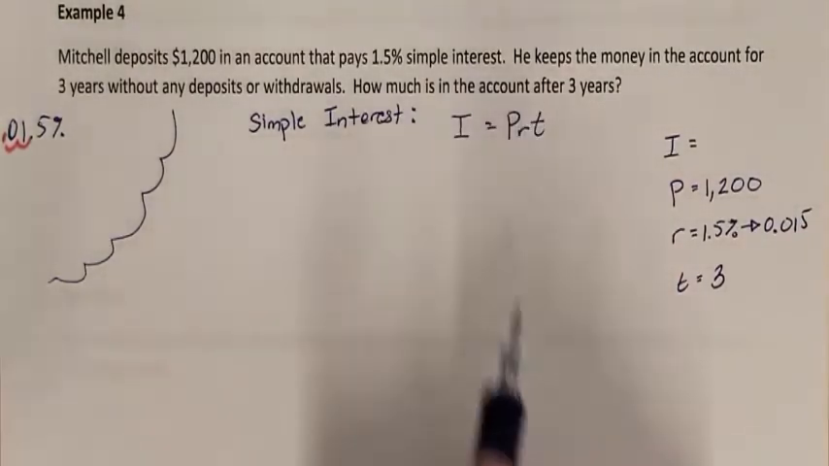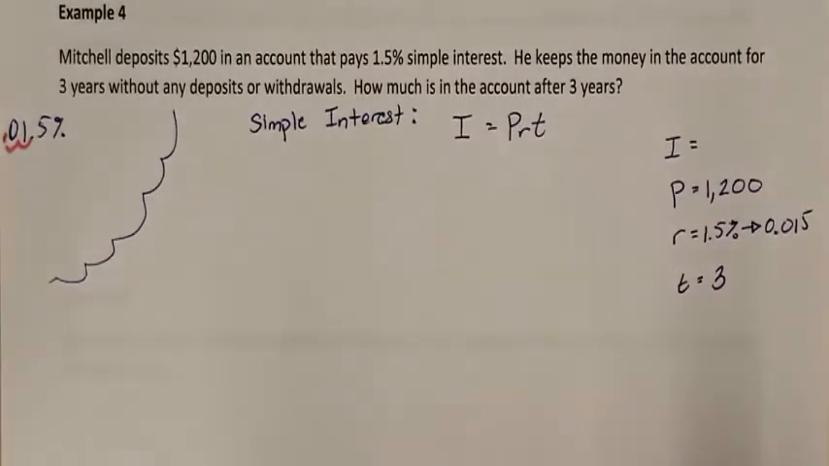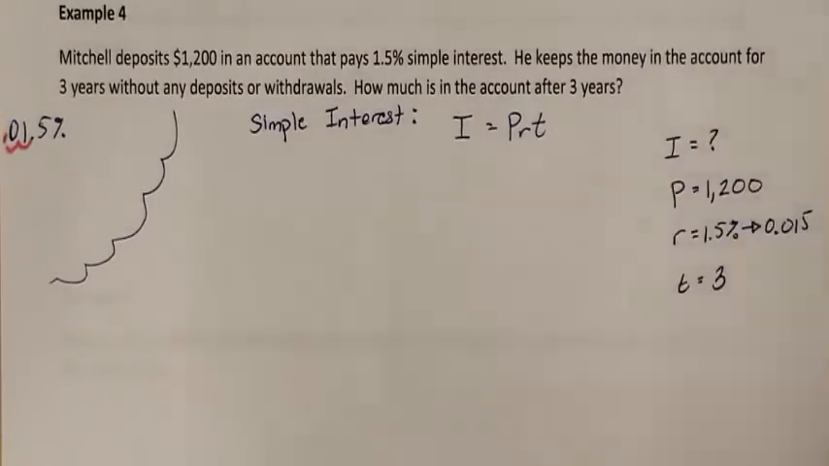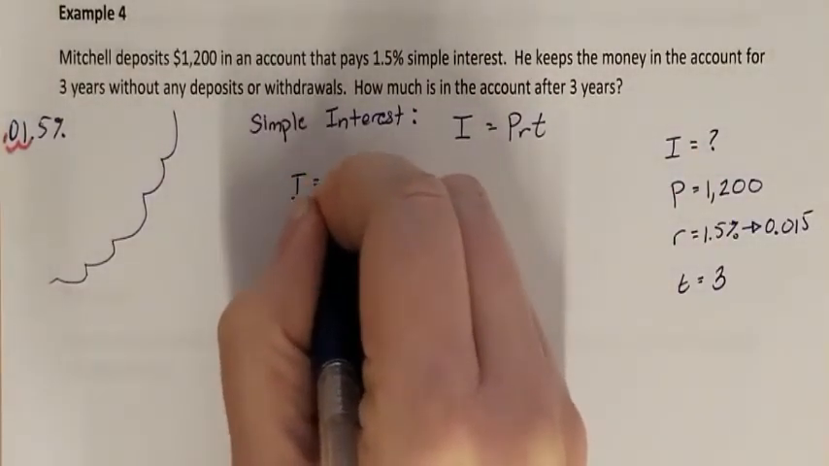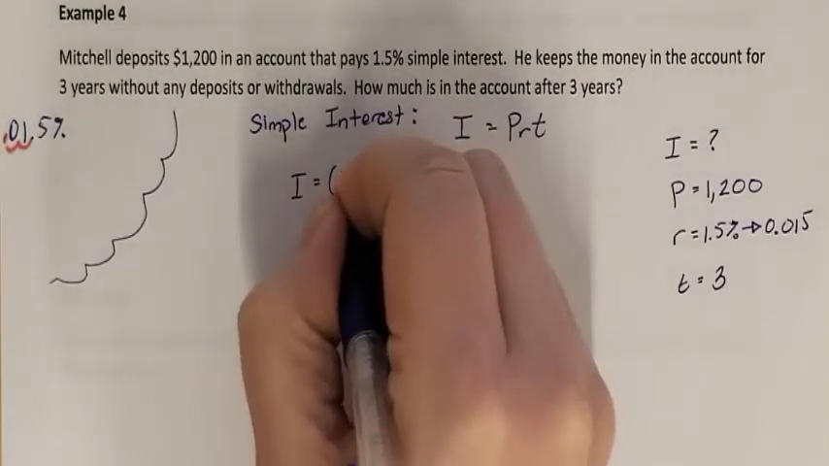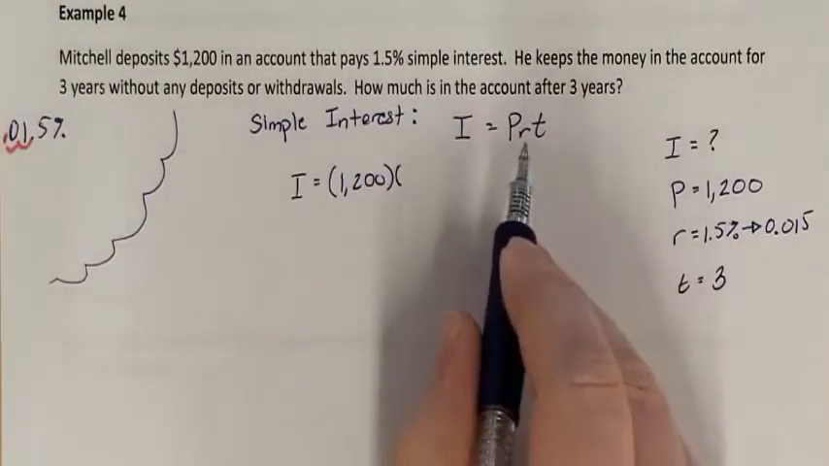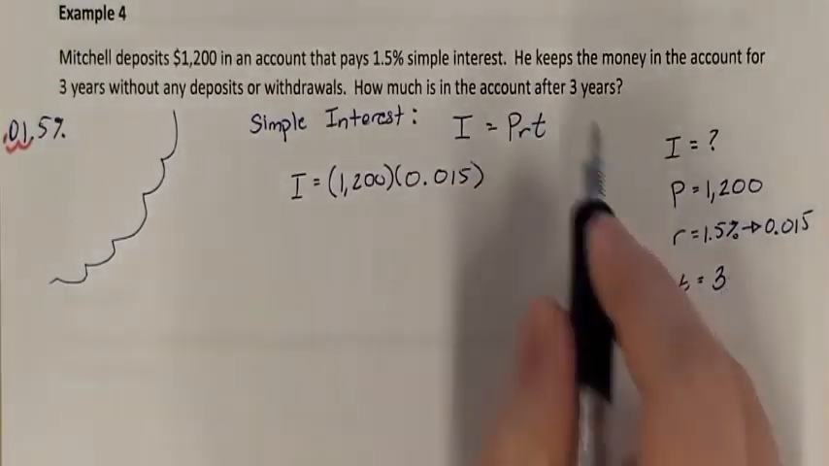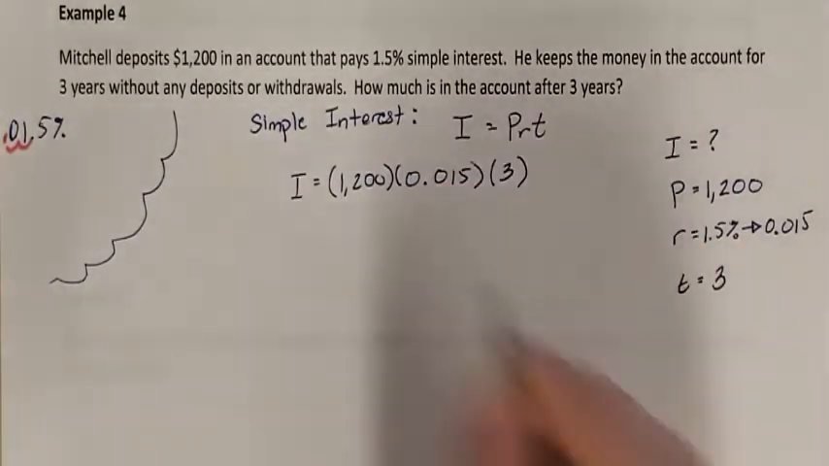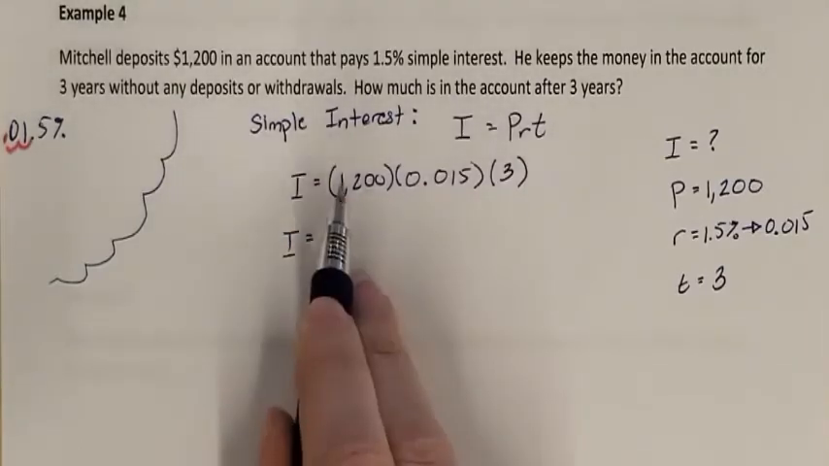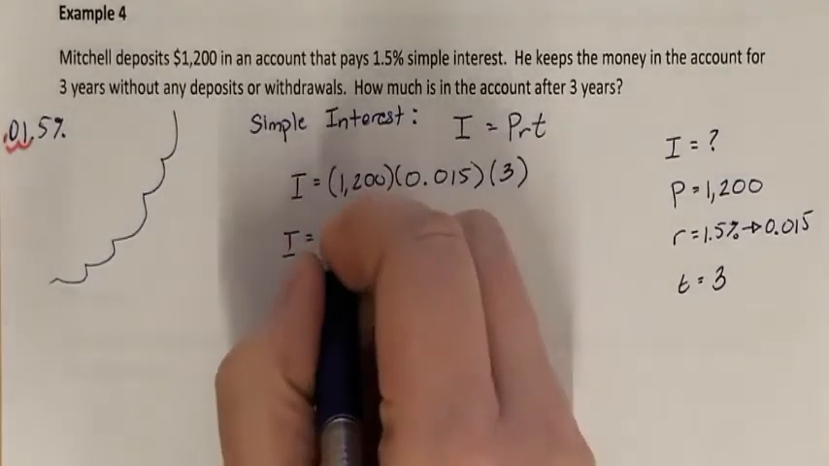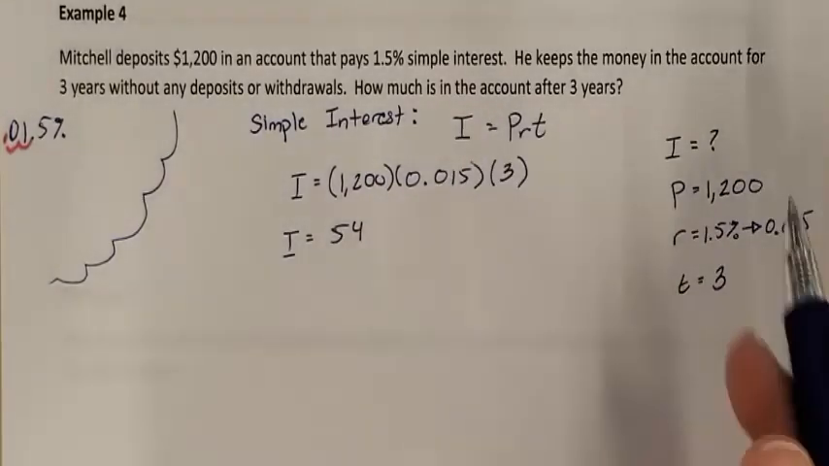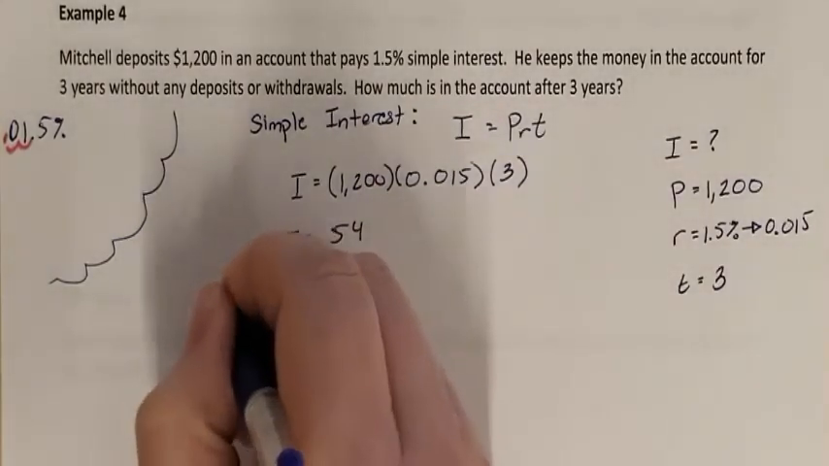How much is in the account? I is how much interest you have earned. So my I is my interest earned. This is what we need to figure out. So I have I equaling, I need my P, which is 1,200. Multiply that by my R, which is 0.015. Multiply that by my T, which is a 3. So on my calculator, typing all of these multiplied together, I get 54. So the 54 represents how much money she has earned in the 3 years.